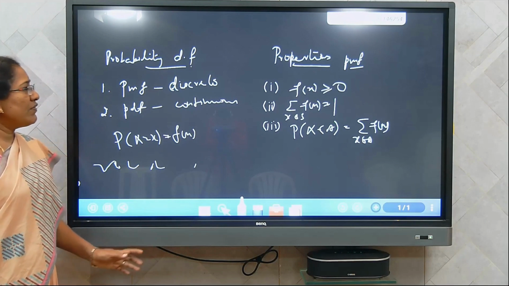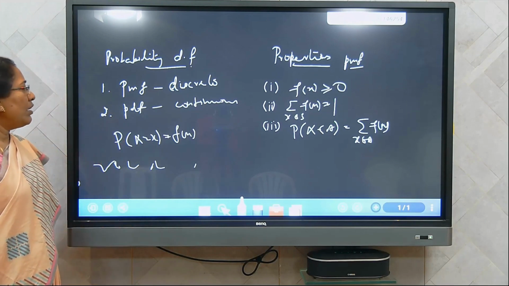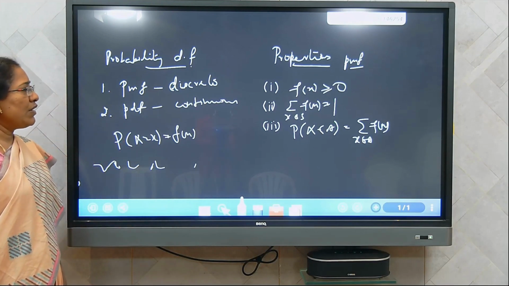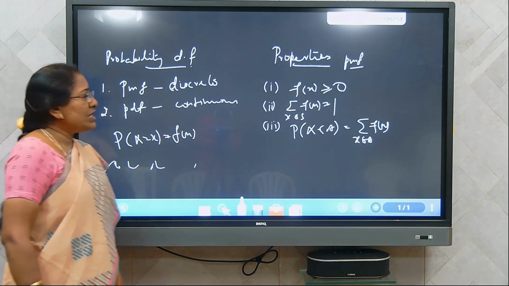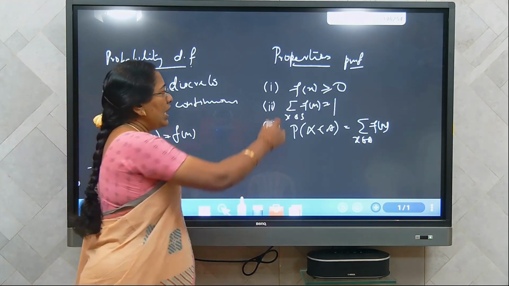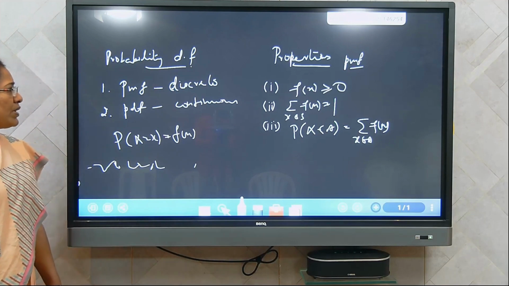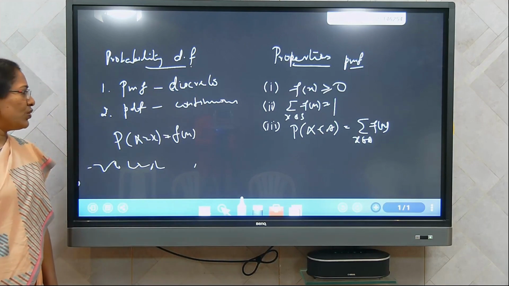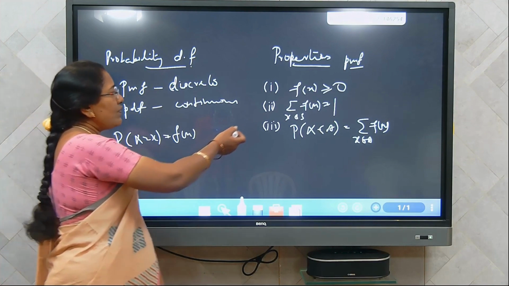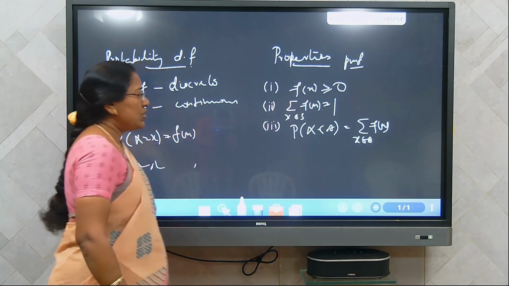In a similar way, we can define the properties of PDF. In that case, instead of the summation, we use integration. So there is a difference between the properties of PDF and PMF. In the continuous case, instead of summation, we use integration. So that is the difference.